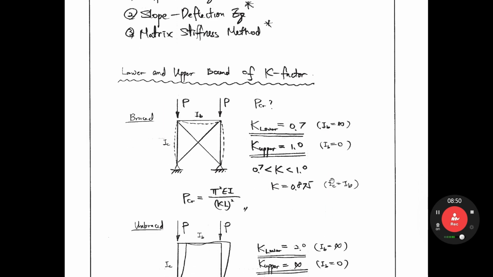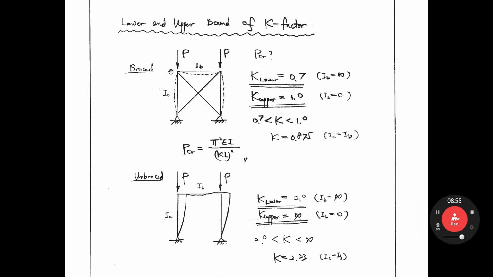Let's look at this braced portal frame. Braced means we consider this brace in order to prevent lateral sway. Okay, so we call it a braced frame. Consider the concentrated load on the top of each column.